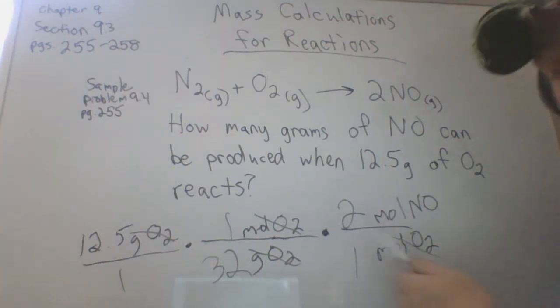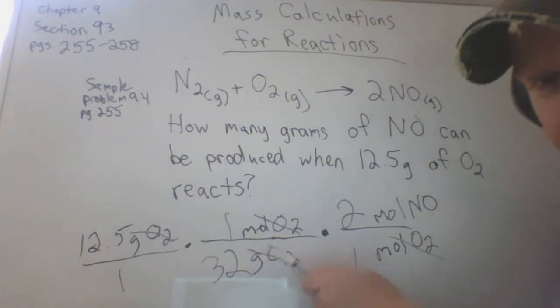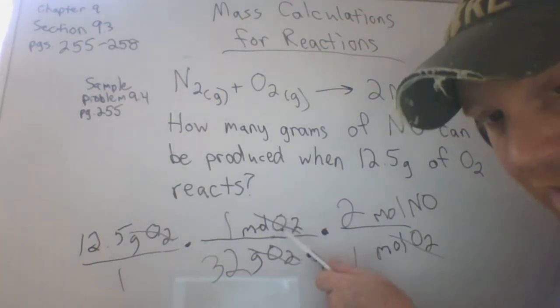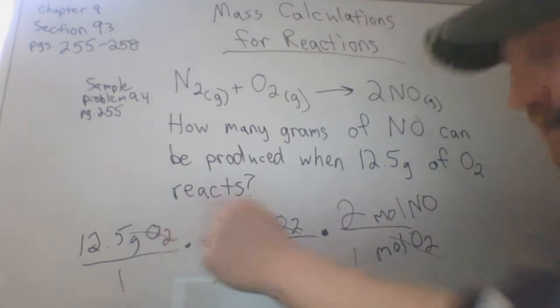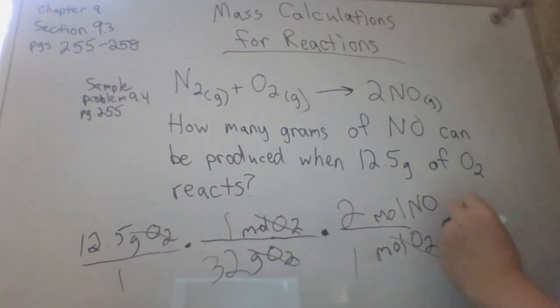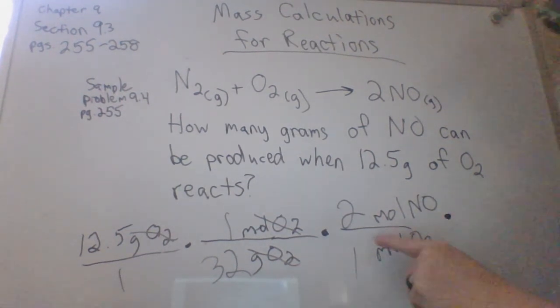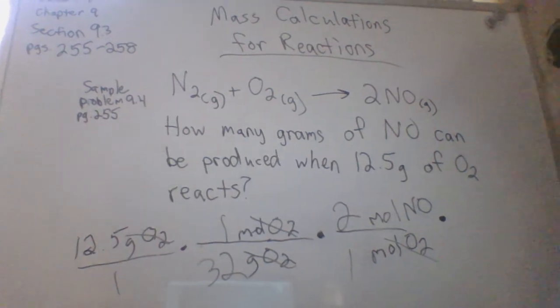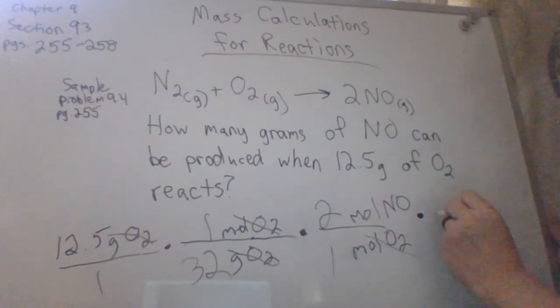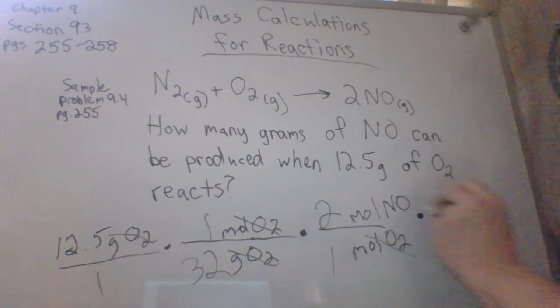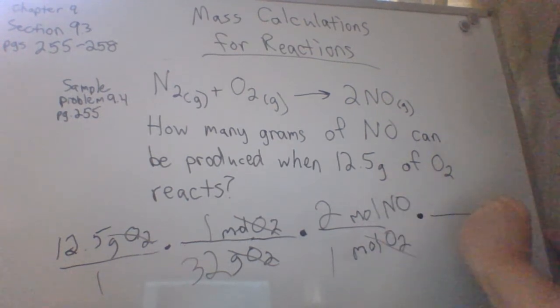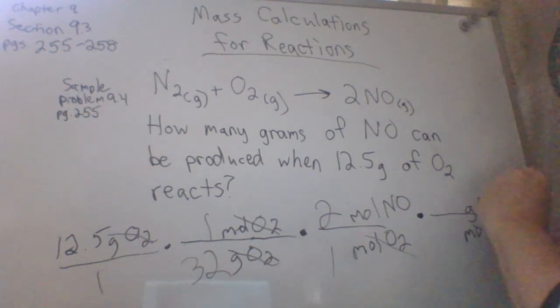So we're going to do almost the same thing we did here. We're just going to use the molar mass of NO, and instead of dividing by the molar mass, we're going to multiply. That's supposed to be a multiplication symbol. We're going to go from moles of NO to grams of NO. Moles of NO on the bottom, grams of NO on top.